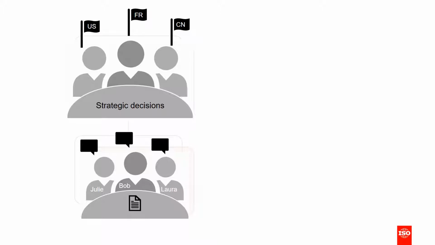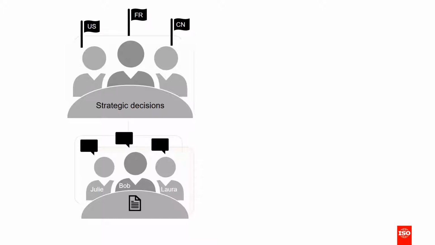And under the technical committees, we have the working groups where we have experts, so Julie, Bob, and Laura in this case, who work in their technical personal capacity on the actual documents. So that's the structure we have. So now the question is, what's the relationship between these committee members that represent their countries and the experts that are personally appointed by their national standard bodies to work in the working group? So what's the relationship with their countries?